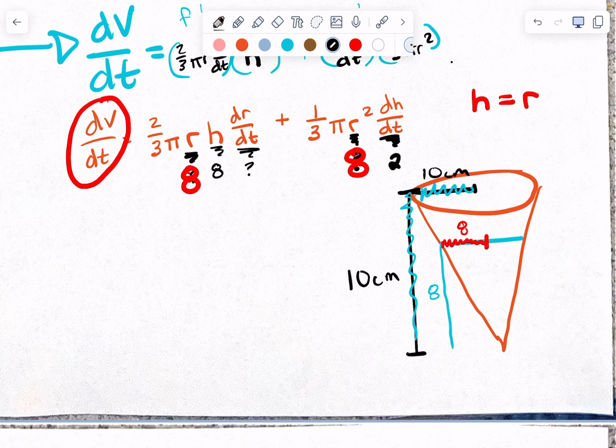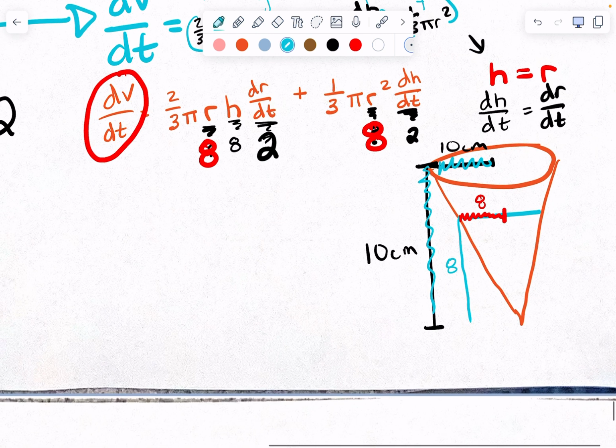If I take the derivative of this, what's the derivative of h? dh/dt. What's the derivative of r? dr/dt. Okay, so now since h and r are the same, that means dh/dt and dr/dt are going to be the same, true? So I can plug 2 in here, right? Because that's what dh/dt is. I can plug them in there. Okay, all right, so I'm doing a little better now.